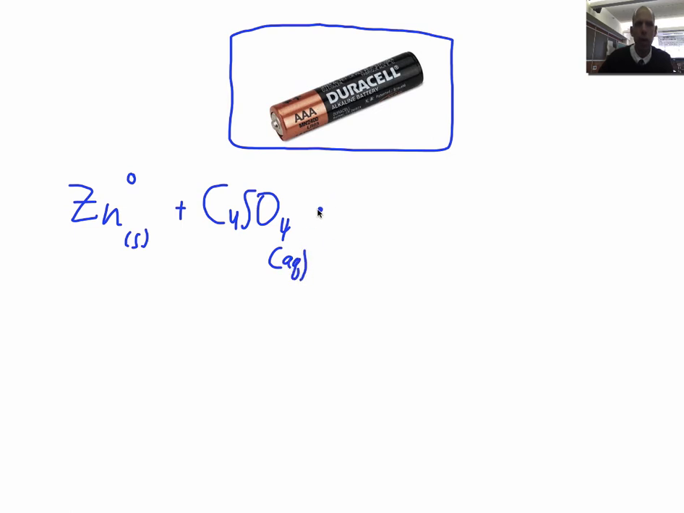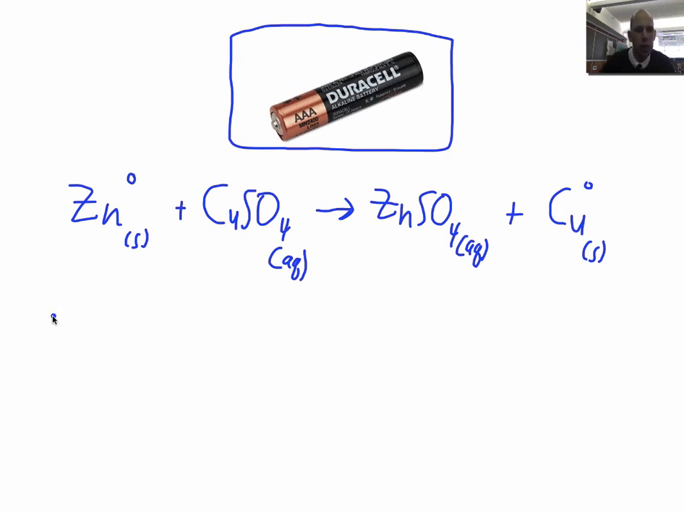Okay. And that reaction is now going to be producing a single replacement reaction, zinc sulfate, and now copper solid. And I'm going to put a 0 at the top. Okay. Now let's look closely in that reaction diagram as to what is really happening. So in this case, we have two cells.